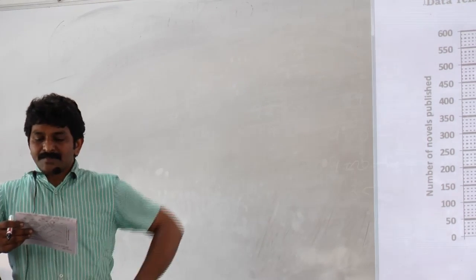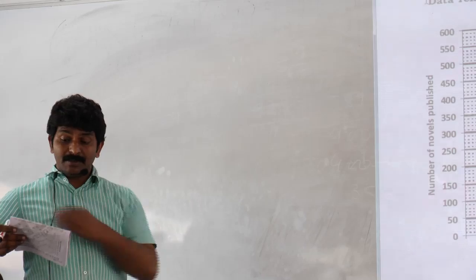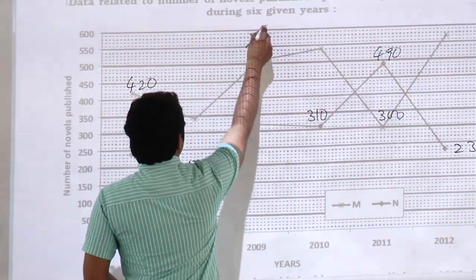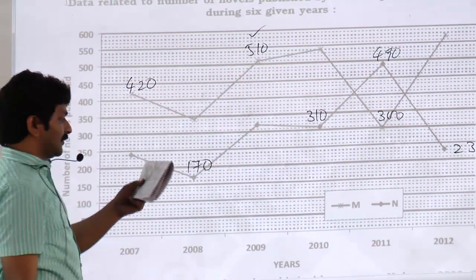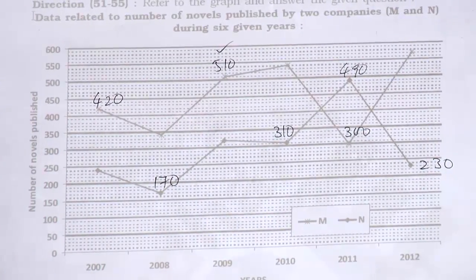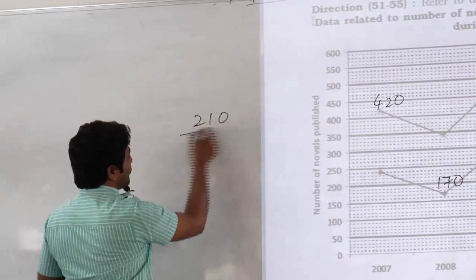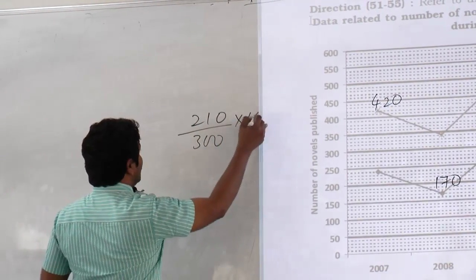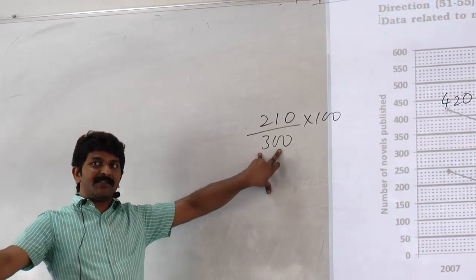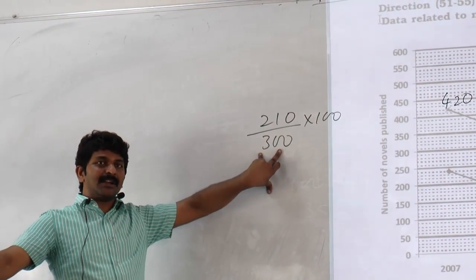Number of novels published by company M in 2009 is what percent more than number of novels published by the same company in 2011? M in 2009, 510. This is how much percent more than 2011? 2011 we have 300 and here we have 510. 510 is how much more than 300? 210. 210 with respect to 300 into 100. 10% of denominator is 30. 70% is 7 into 30, 210.